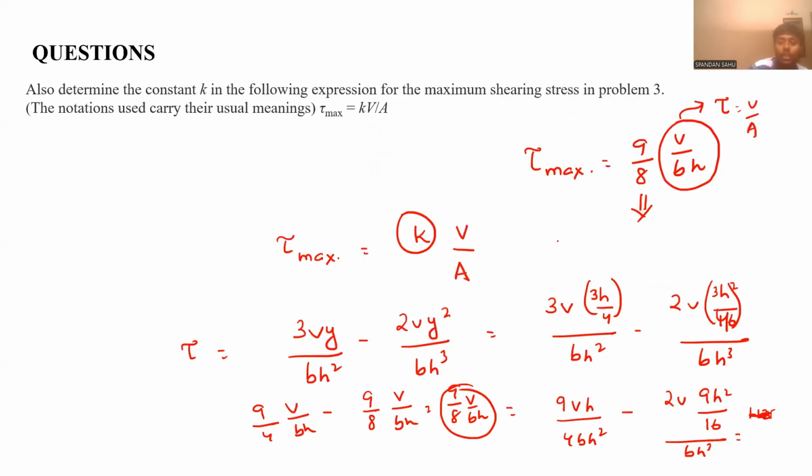So upon substituting this 3h by 4 in tau, you will get tau max that we are getting 9 by 8 V by bh. So V by bh, bh is the area, so it is V by A. So if we have to write tau max in terms of k V by A, we are getting tau max to be 9 by 8 V by A or V by bh, which can be written as 9 by 8 V by A. Clear?